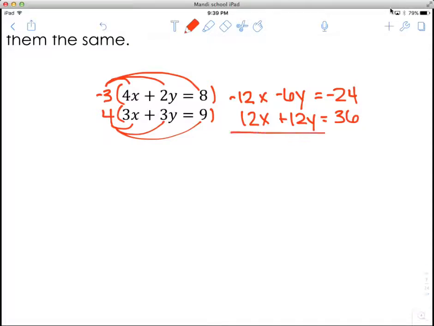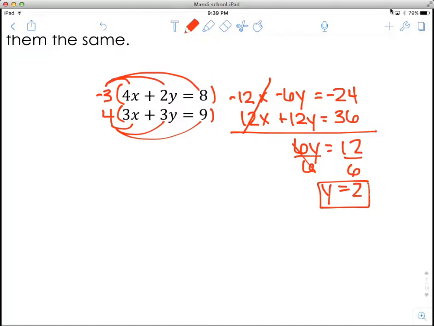Okay, so now we can add down. So this becomes 0. Negative 6 plus 12 is 6y. Negative 24 plus 36 is a positive 12. Divide both sides by 6. Y is 2. Now remember, we can pick either equation to substitute back into.